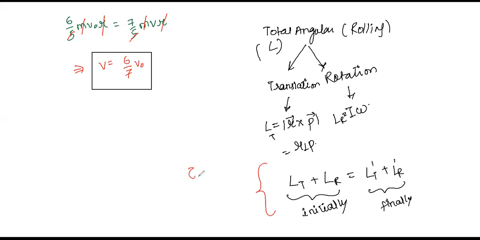When the torque about a given point is 0, then we take L is constant. And when I'm saying L is constant, we're talking about total L, that is due to translation plus due to rotation. Total L is constant.